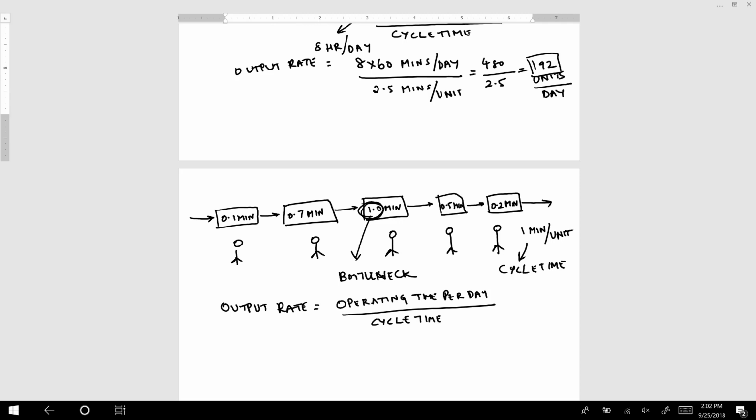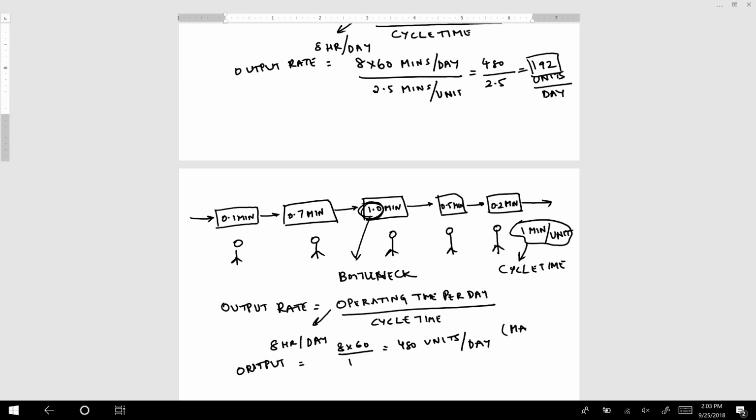So the cycle time here is 1 minute per unit, and the operating time would be an 8-hour shift per day. So output will be 8 multiplied by 60 divided by 1, which is 480 units per day. So if you see, this system will have a maximum of 480 units.